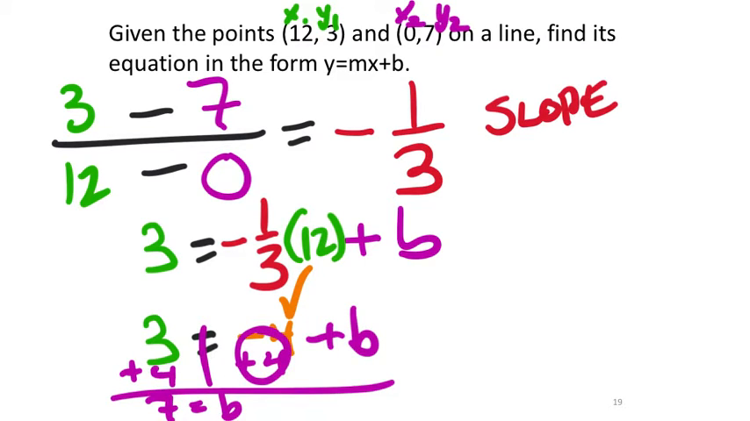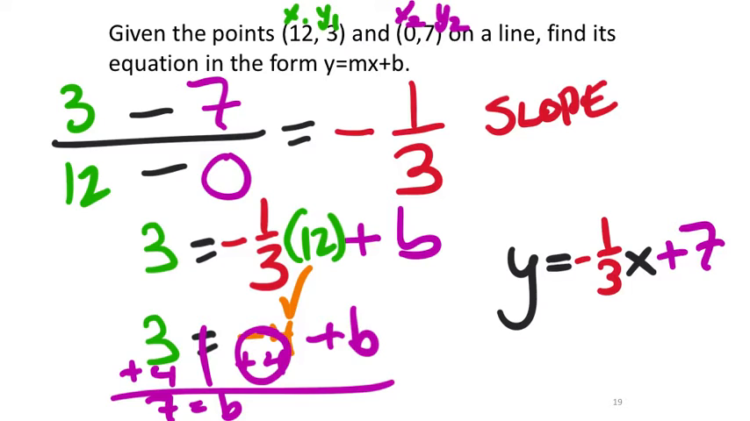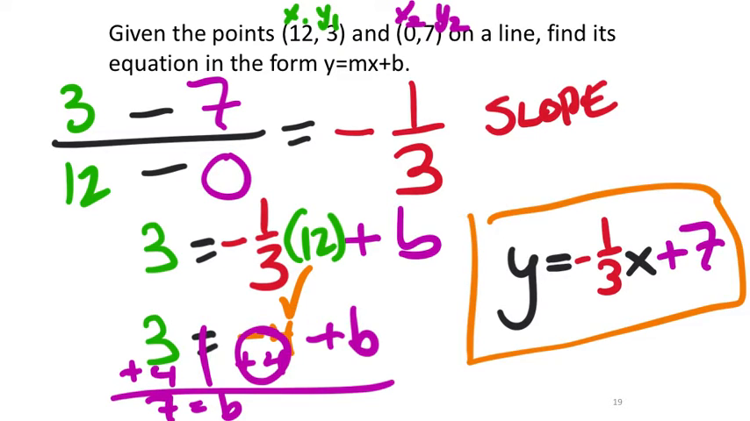So now that we have the m, which is the slope, and the y-intercept, the b value, let's just go and write this out. y equals mx plus b. The m is already negative 1/3, and we just found the b to be a positive 7, so we just put that in as plus 7. This is the slope-intercept form of the line, okay?